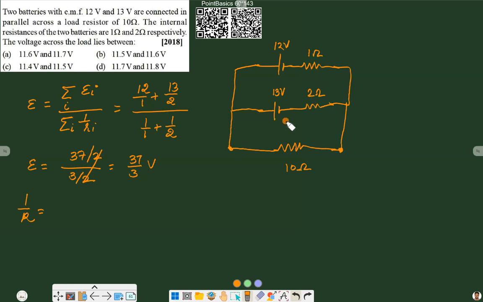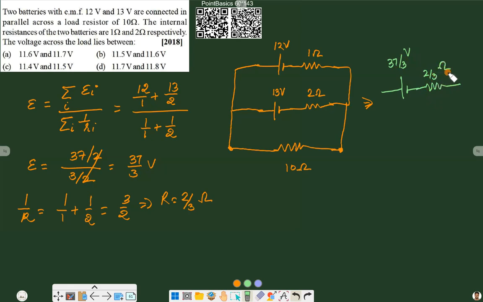will be the combined resistance of both of these batteries, as both of resistance are in parallel. So 1 by 1 plus 1 by 2, that is 3 by 2. So R will be 2 by 3 ohms. So this circuit can be represented in equivalent basis with a battery of 37 by 3 volt with internal resistance of 2 by 3 ohm, and they are connected in series with this 10 ohm resistance.